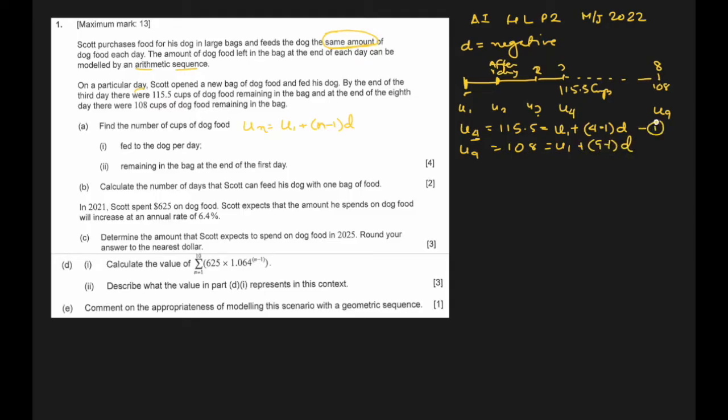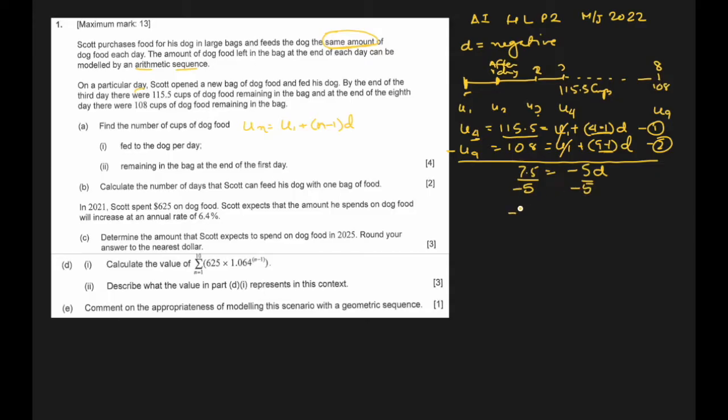So we got two equations. Let's subtract the second equation from the first equation. Left side will be subtracted from left, right from right. So 115.5 minus 108 will be 7.5 cups. U1 minus U1 cancel, no need to know what U1 is. This is 3D, this is 8D. 3 minus 8 is 5, so negative 5D. And we can find D. In this case, divide both sides by negative 5.